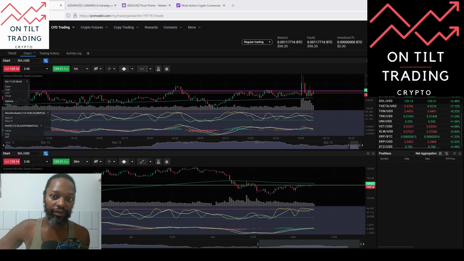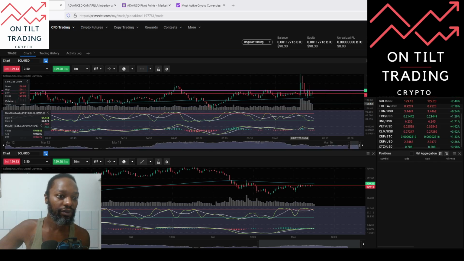But if I get signals and we're below on the 30, but not below yet on the 1 minute, I'll still likely take the position if it sets up here. And let's take a look at how we're setting up here on Solana.